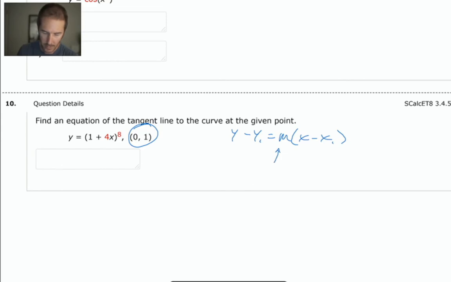In order to find m, you're going to need to find the derivative of your y equals equation, and then you'll have to plug in your x1 value, which in this case is a 0. All right, so you'll use the chain rule to find y prime. The 8 will multiply out front. Keep the inner function the same, decrease the exponent by 1, and then don't forget to use the chain rule and multiply by the derivative of that inner function. And then plug in a 0.